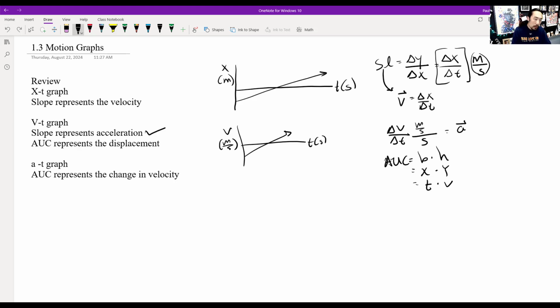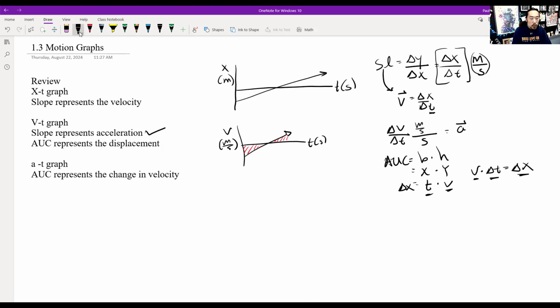So if we take that formula and multiply the time variable to the other side, we get velocity times the change in time is equal to delta x. Therefore, velocity times time gives us displacement. So the area under the curve here is displacement. And because this is a skill that we're going to be doing in the future, I'm going to show you. This area under the curve right here that I just shaded in represents the displacement.